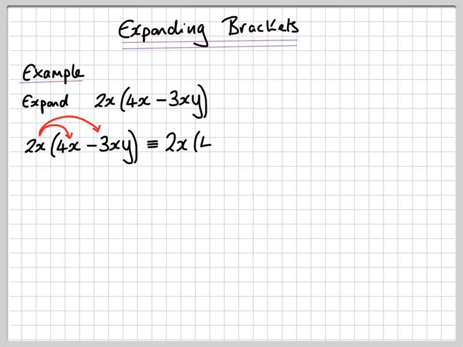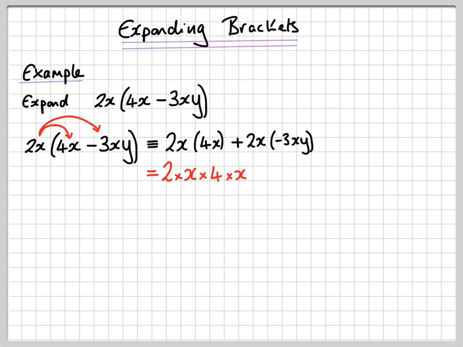And so, if I write out the next line, we get 2x times by 4x, and then we get the 2x times by the minus 3xy. Now I'm going to do a couple of extra steps in this problem that once you're confident you'll be able to skip out. And so I'm going to have a look at what 2x times by 4x actually looks like.